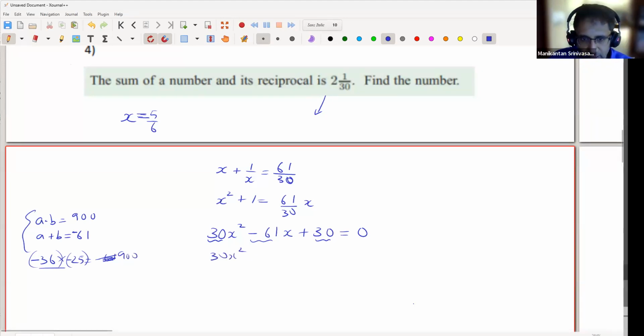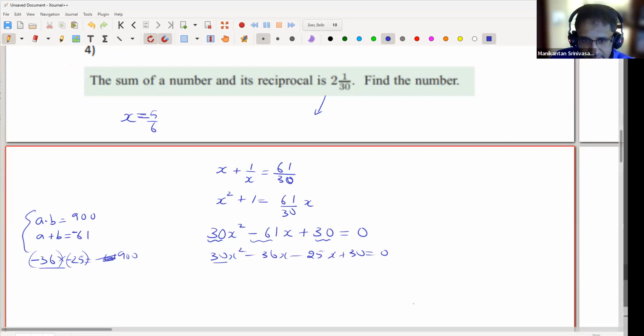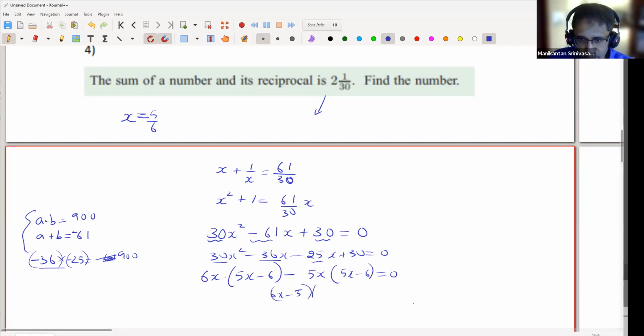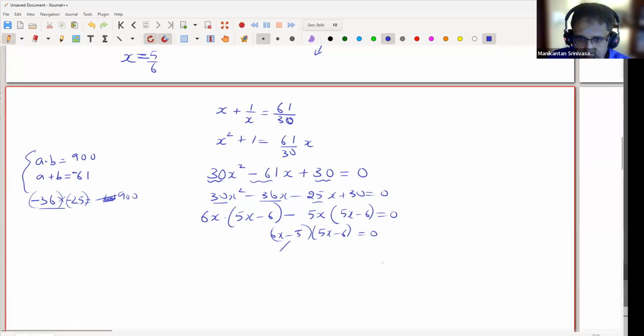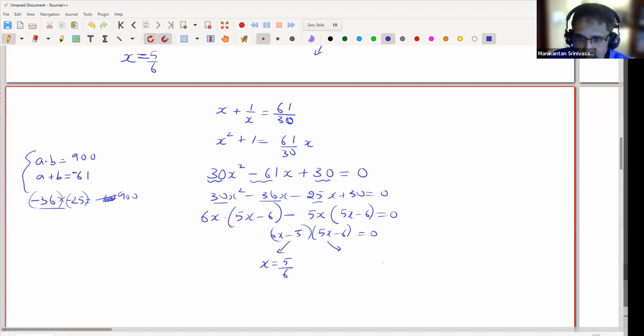So 30x square minus 36x minus 25x plus 30 equal to 0. Then I can factorize: I can take 6x outside here, so that gives 5x minus 6. Similarly from these two, I can take 5 outside, so that becomes 5x minus 6. So 6x minus 5 times 5x minus 6 is 0, which means either this is 0 or this is 0. So this gives x equal to 5 by 6, Ranveer, as you rightly said, but this gives x equal to 6 by 5. You need to write both answers.